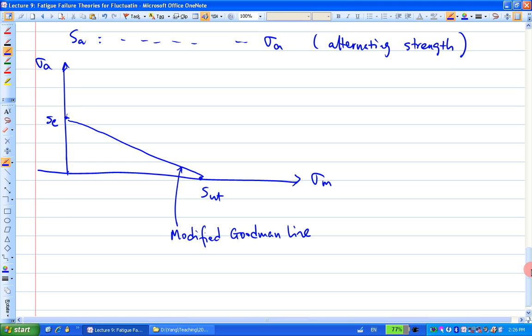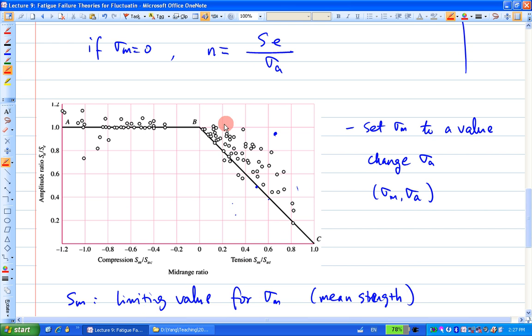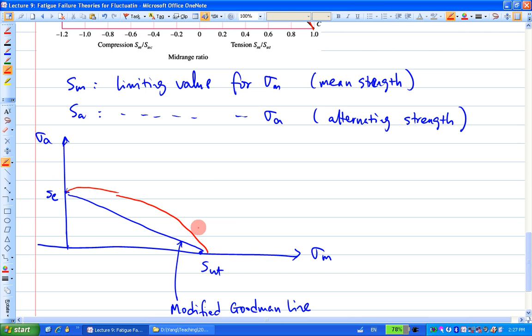So that's one way, and the other way is, instead of using a straight line to approximate the data, there's a guy called Gerber. What he did is he used a curve to approximate the data here, going from here to here. So this line here is called the Gerber line. I'll give you the equation shortly.